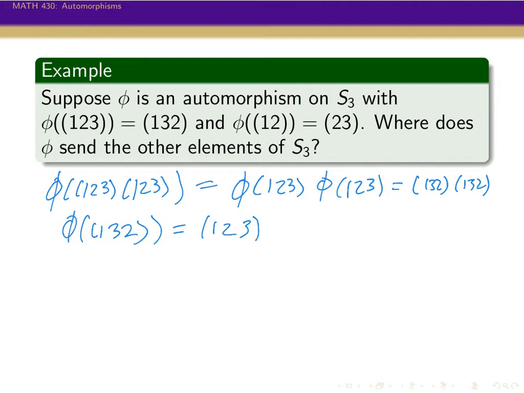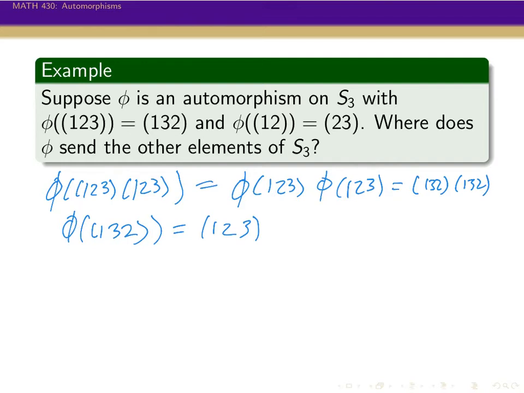And if you think about it, this makes a lot of sense because (1 2 3) and (1 3 2) are the only elements of order 3 in S3. And so if (1 2 3) is sent to (1 3 2), then it makes sense that (1 3 2) is sent back to (1 2 3). Because as you recall, for an isomorphism, elements have to be sent to other elements of the same order.